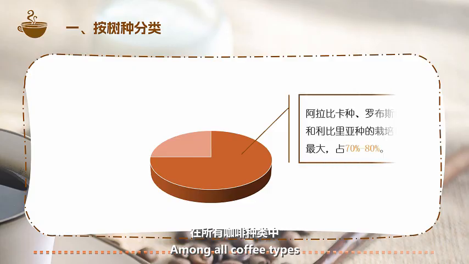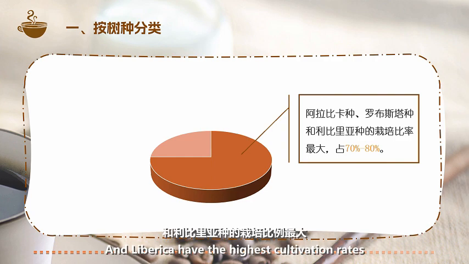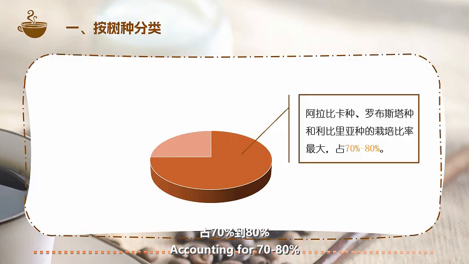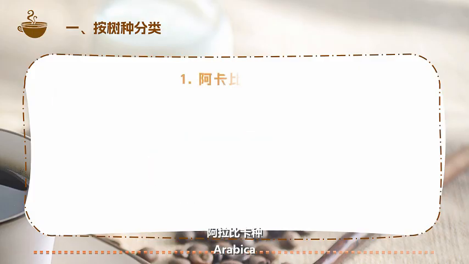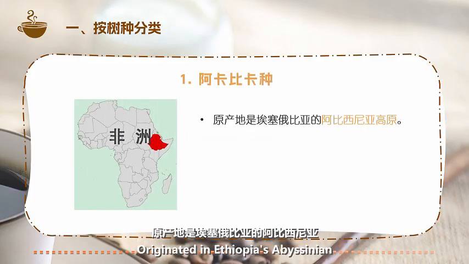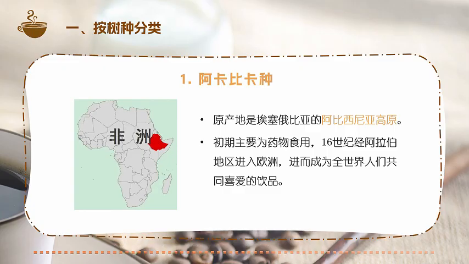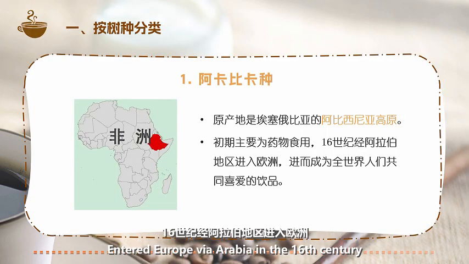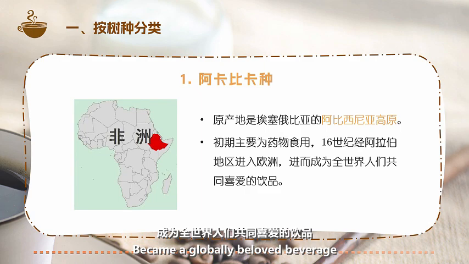Among all coffee types, Arabica, Robusta, and Liberica have the highest cultivation rates, accounting for 80%. Other varieties make up the remaining 20%. Arabica originated in Ethiopia's Abyssinian highlands, initially used mainly as medicine. This coffee entered Europe via Arabia in the 16th century and subsequently became a globally beloved beverage.